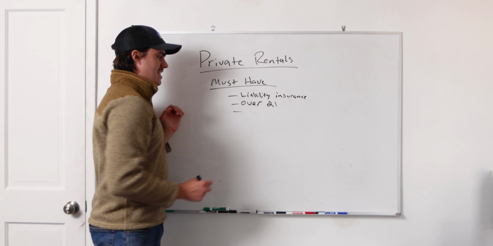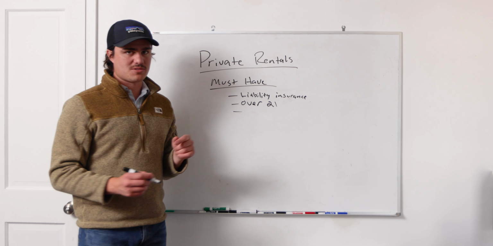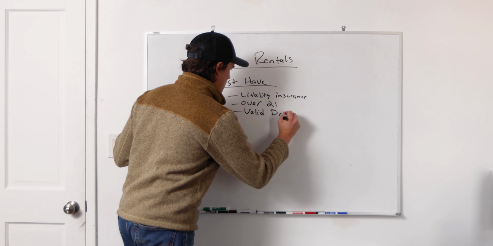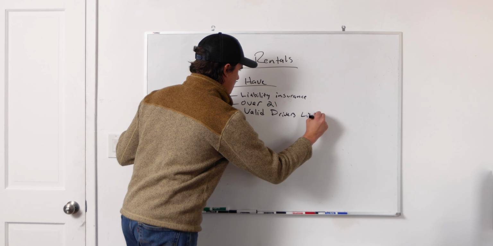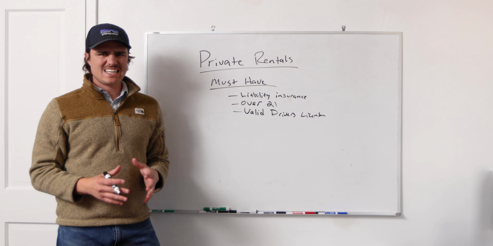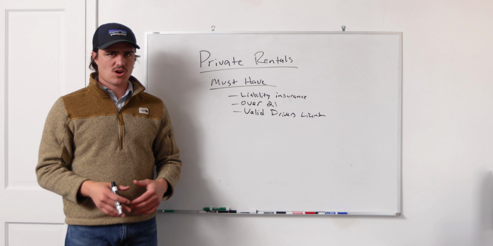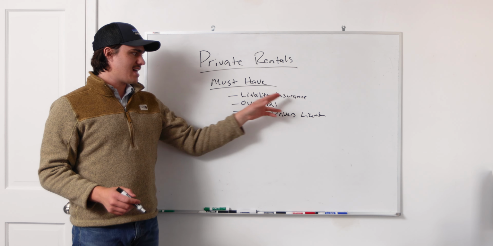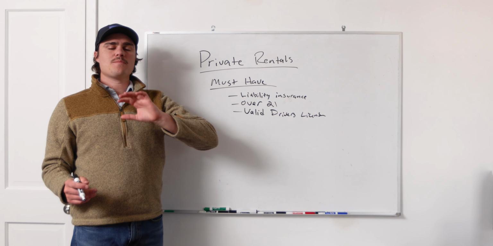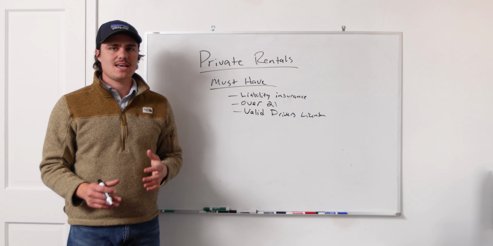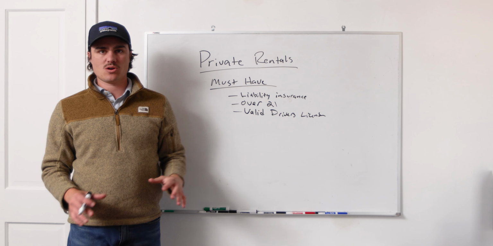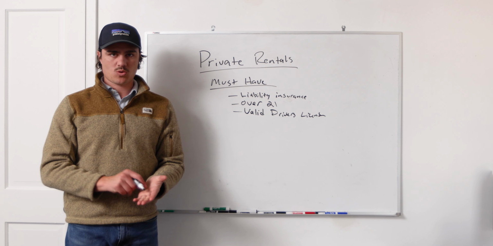And the last thing is a valid driver's license. Not a valid ID, not a passport, a valid driver's license. With the liability insurance, they can be from Canada, they can be from another state. If they're from Canada or Mexico or wherever, the insurance company has to be able to work with the U.S. insurance company.